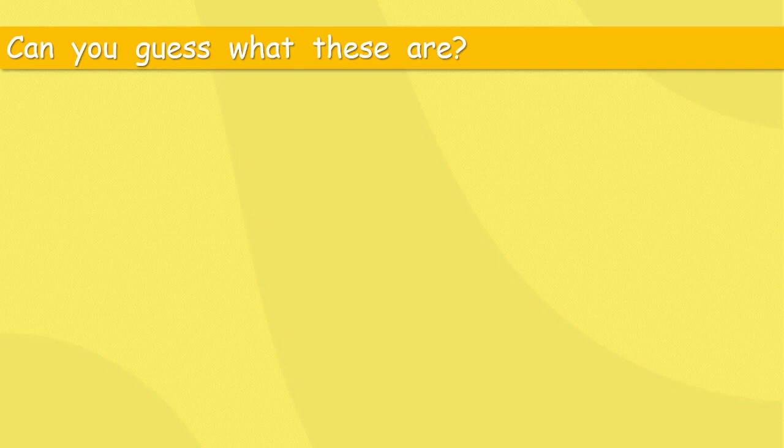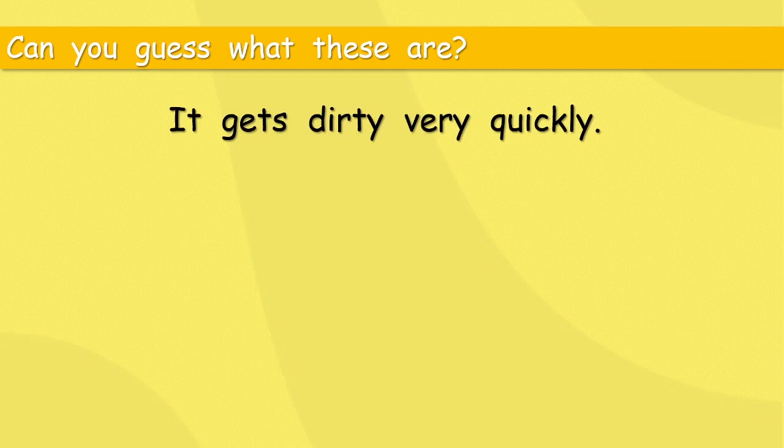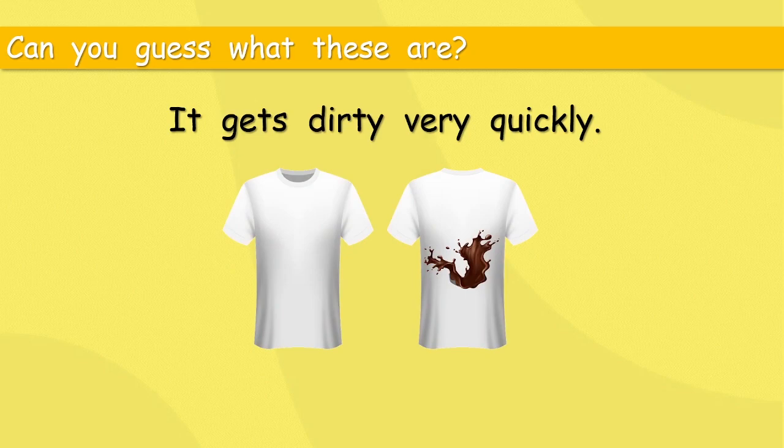Let's see if you can guess what the next one is. It gets dirty very quickly. Well, I think that has to be grade one children. Oh, but hold on. That's not a W word, is it? So, what have we got here? White. Yes, white. Gets dirty very quickly. Good job. So, we only had four words. This week, I think you have to be careful about the spelling. We'll look at it again a bit later. Well done, but there are more.